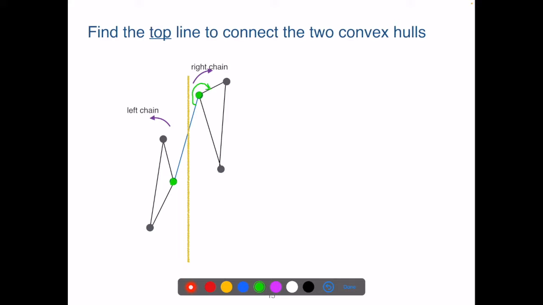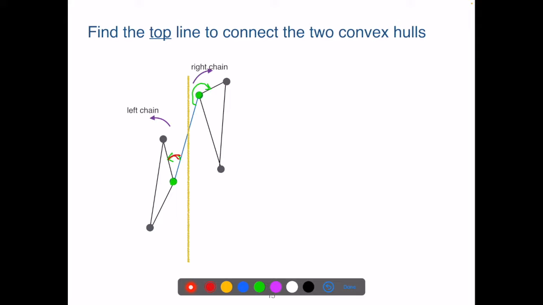We check this angle, and in the left half, we look at the angle from this line to the next line by going counterclockwise. If either of these 2 angles is less than or equal to 180 degrees, we say it is a bad angle. We mark it red here. And we need to shift that end of the line to the next point.